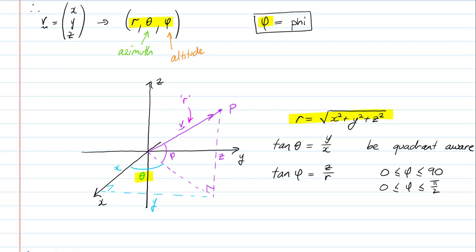And then phi, we get tan of phi. So phi is this angle. And that's equal to z, the opposite, over the magnitude of this inside, which is the square root of x and the square root of y. So this is actually not quite right there. This should be the square root of x squared plus y squared.